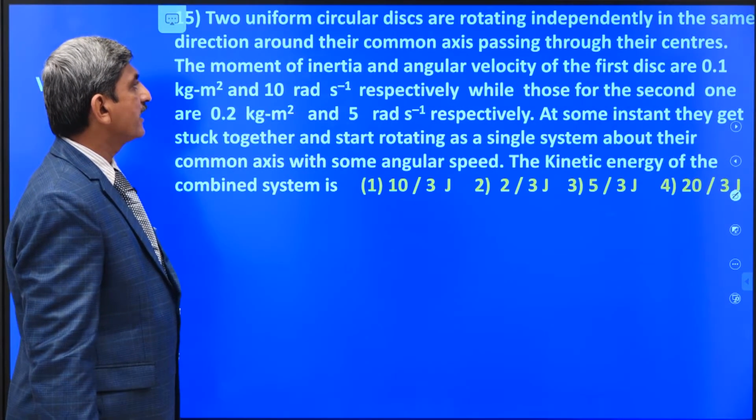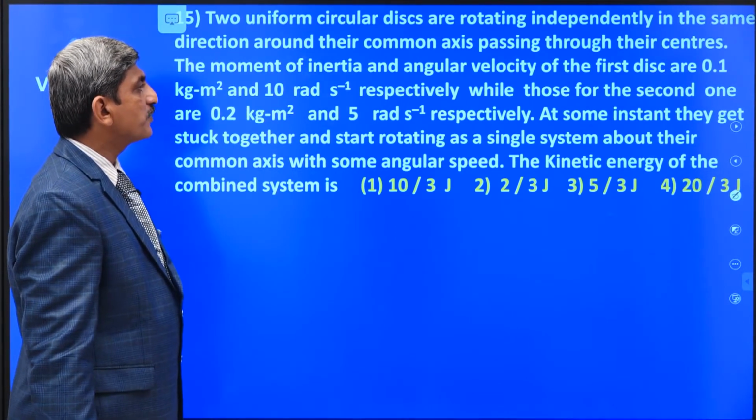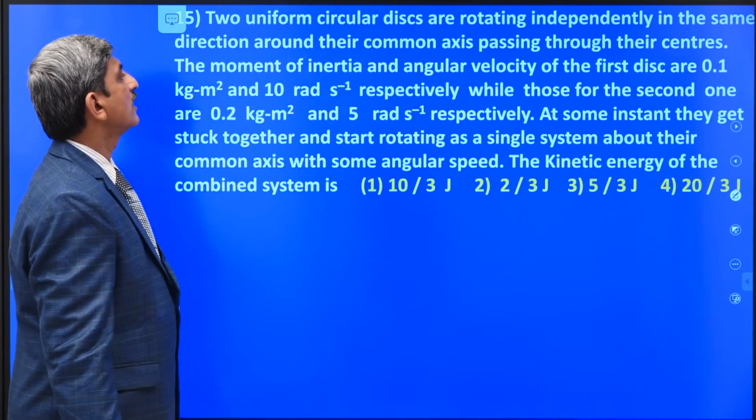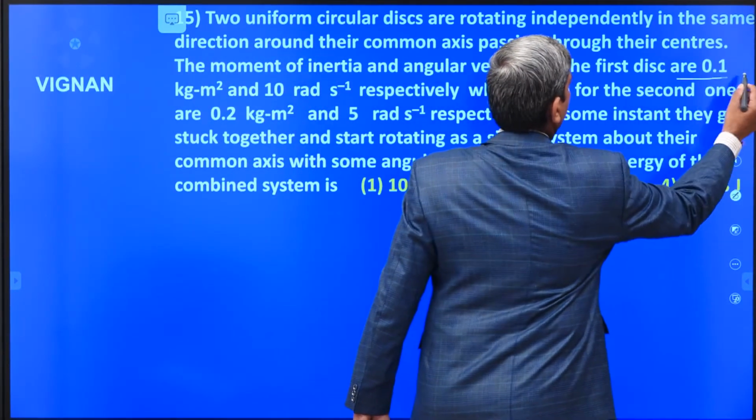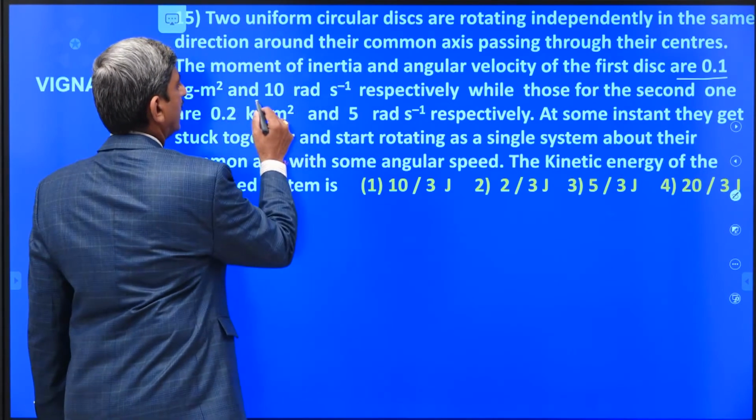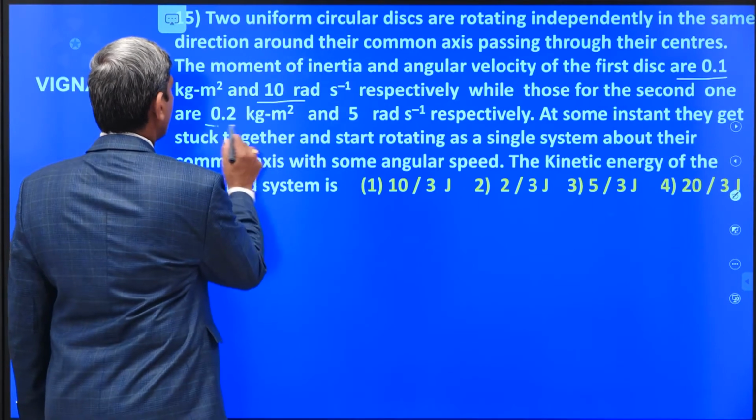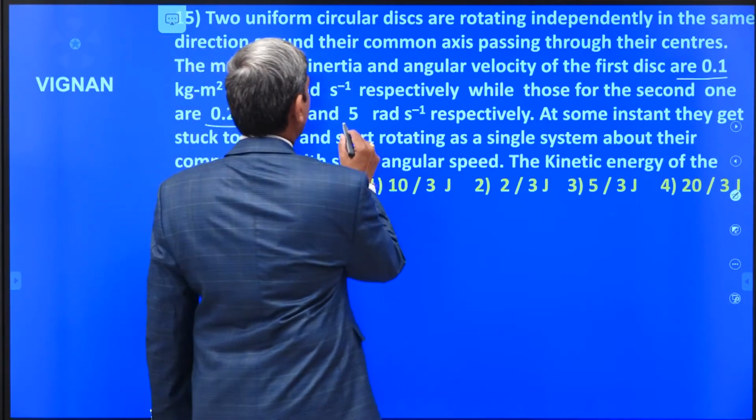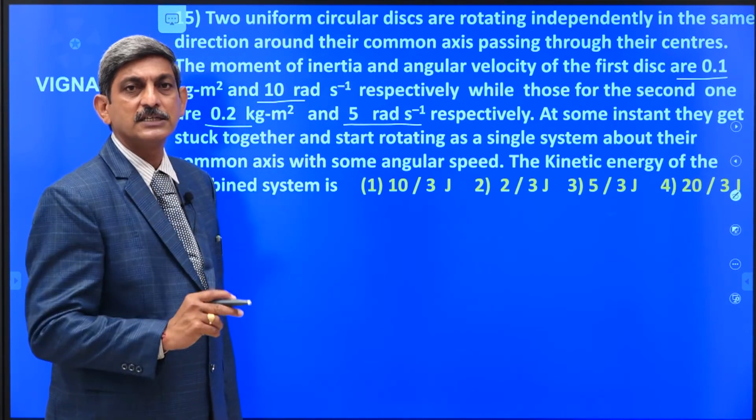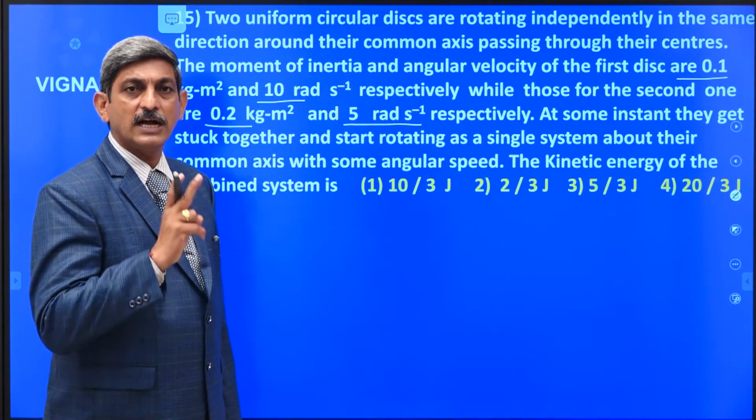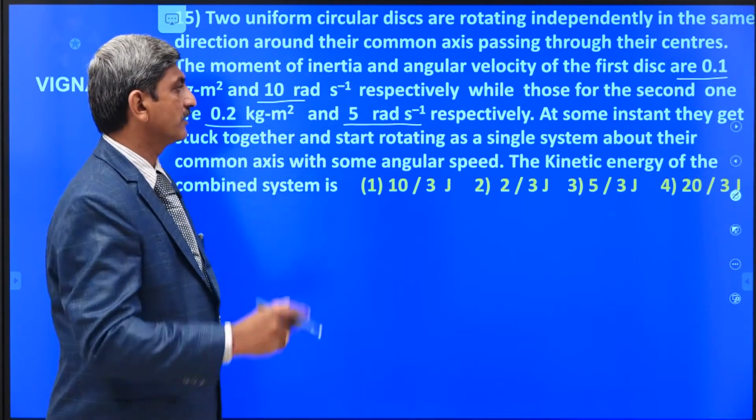Two uniform circular discs are rotating independently in the same direction around their common axis passing through their centers. The moment of inertia and angular velocity of the first disc are 0.1 kg meter square and 10 radians per second respectively, while those for the second one are 0.2 kg meter square and 5 radians per second. That means for the first disc and for the second disc, the moment of inertia values are given and the angular velocities are also given. They are rotating in the same direction.